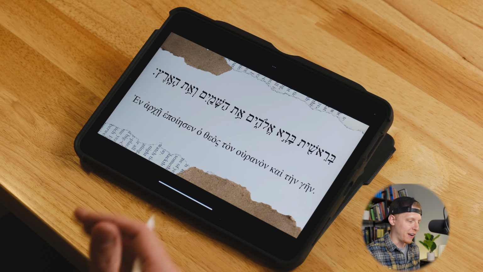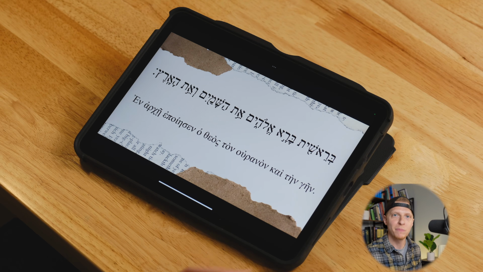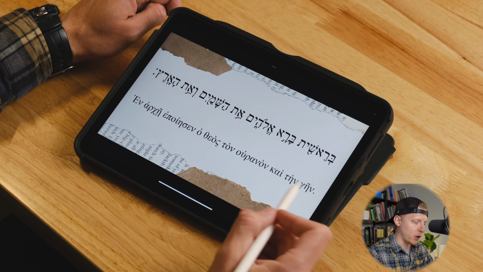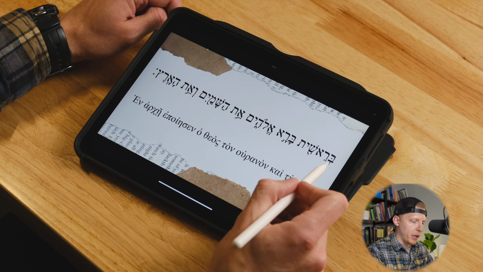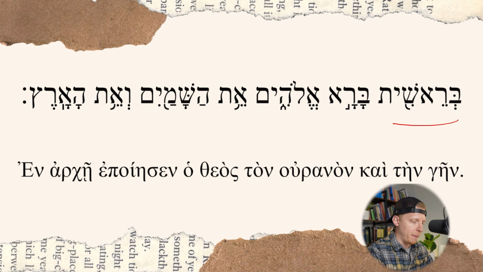So I've got the text here on my iPad, and I've got the Hebrew on top, the Greek on the bottom. Let's dive into it, and let's read some Hebrew and Greek. So first, I'm going to start with the Hebrew. And of course, Hebrew moves from right to left. So Bereshit, bara, Elohim, et hashamayim, ve'et haaretz.